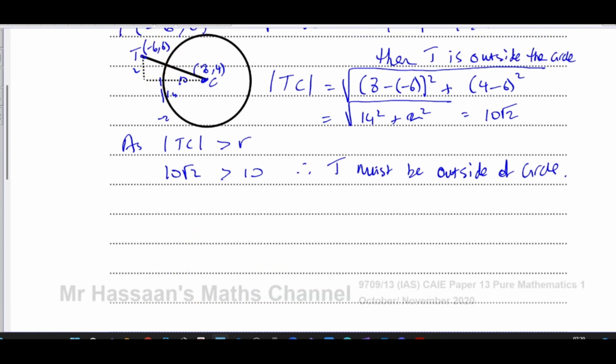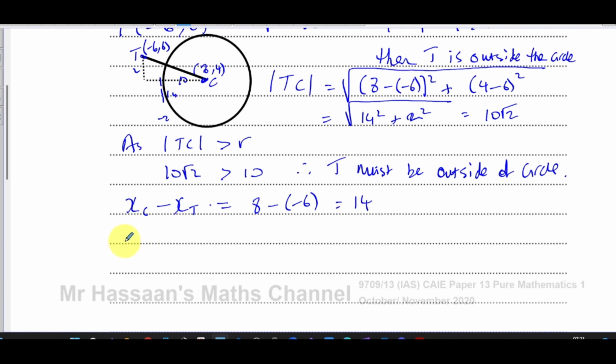We can say that the distance between C and T, horizontally, we can say it like this: the x coordinate of C minus the x coordinate of T is equal to 8 minus negative 6, which is 14 units.